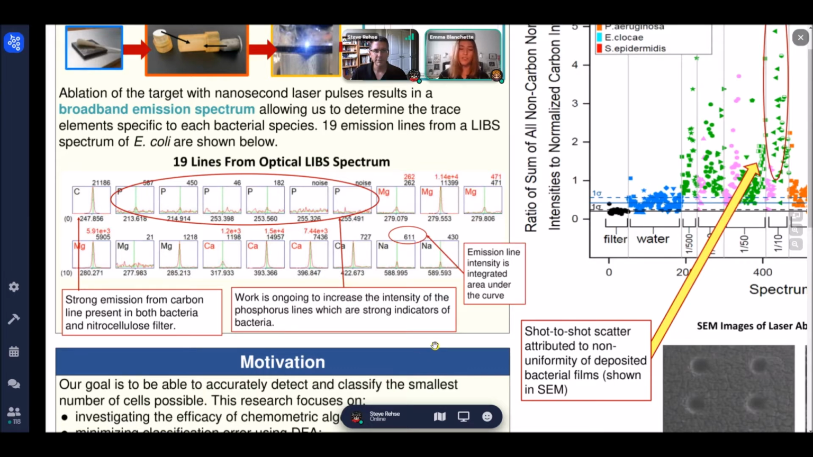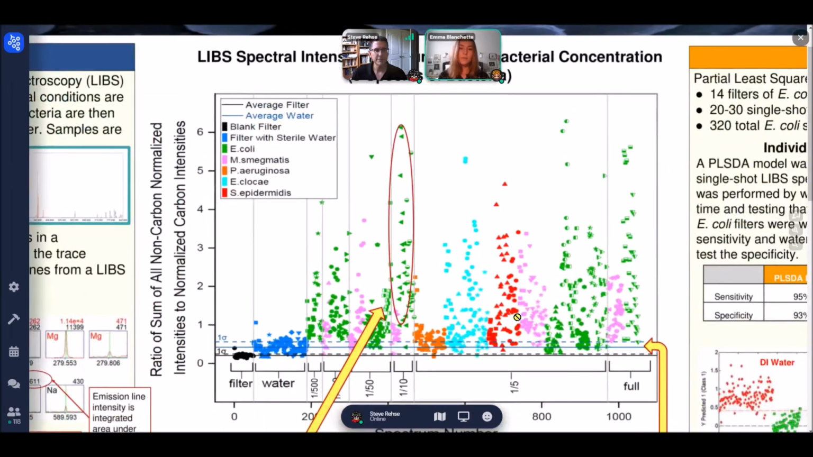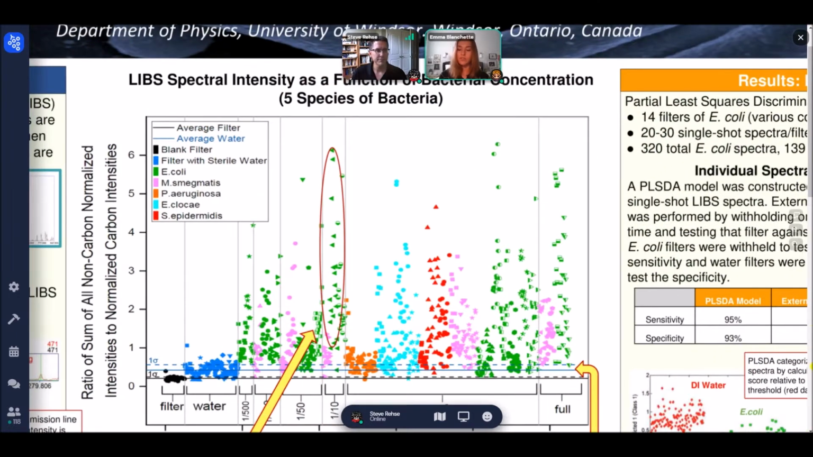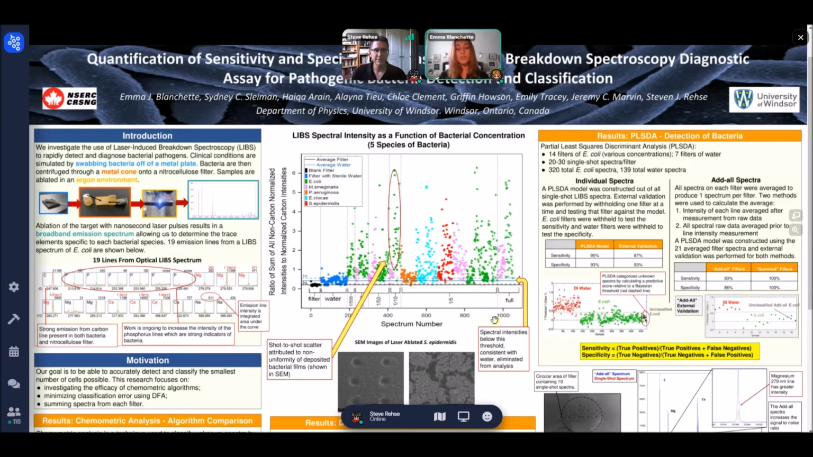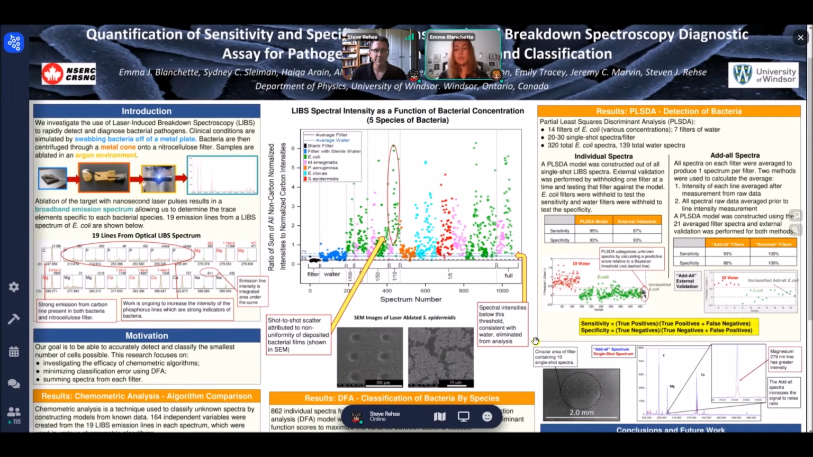So if I can now direct your attention to the graph in the center, LIBS spectral intensity as a function of bacterial concentration. This is basically a graph that shows the normalized intensities of spectra that we obtain from a single shot. Separate species are encoded by color in this graph. Separate bacterial concentrations are given by the shapes within the graph. And sitting at the bottom here, the black dots represent a blank filter with nothing on it. The blue dots represent a filter with just DI water on it. This is important because we always suspend our samples in DI water, so we use this as a control, basically.